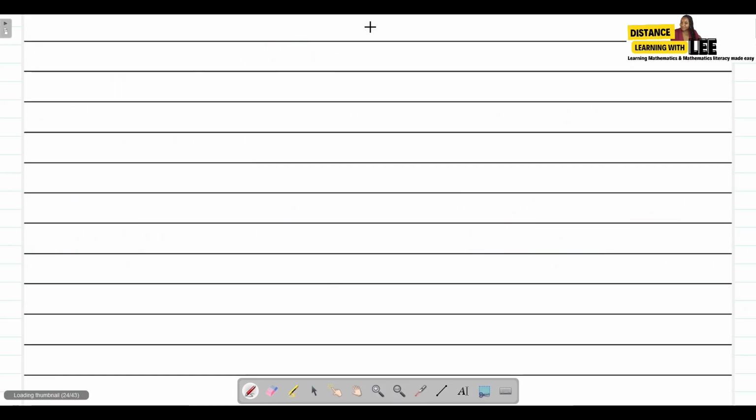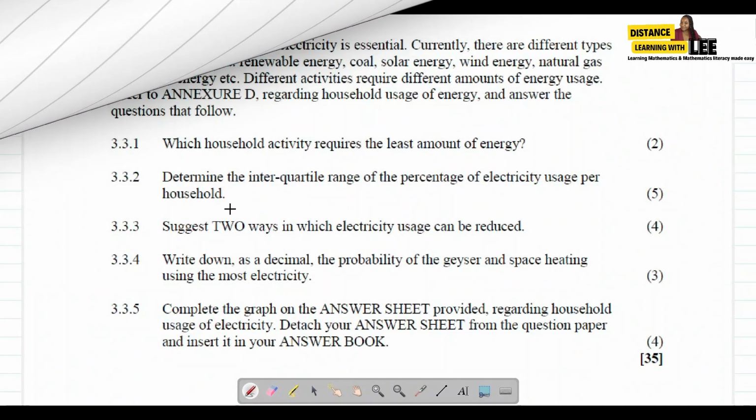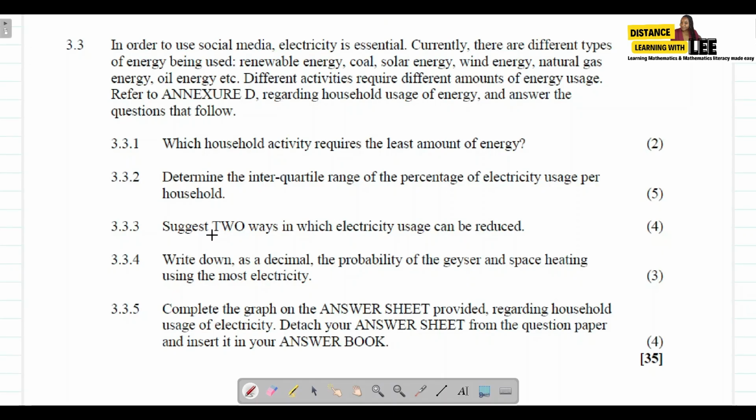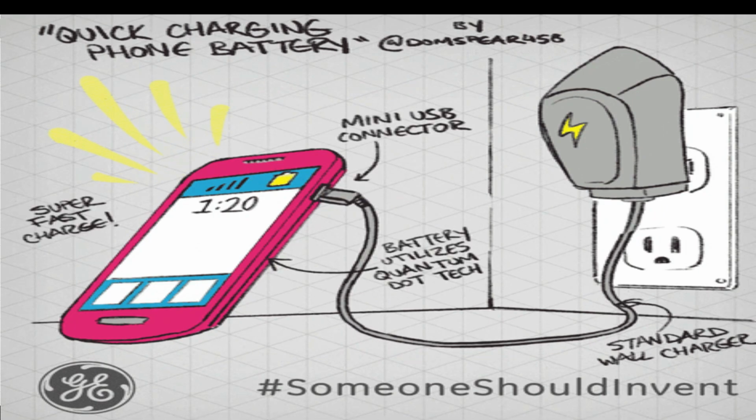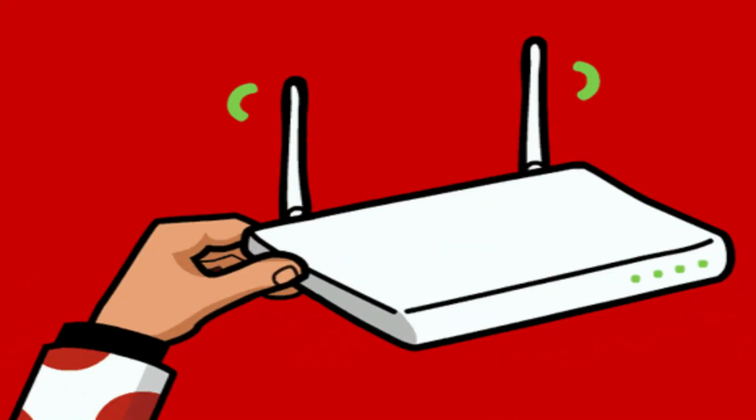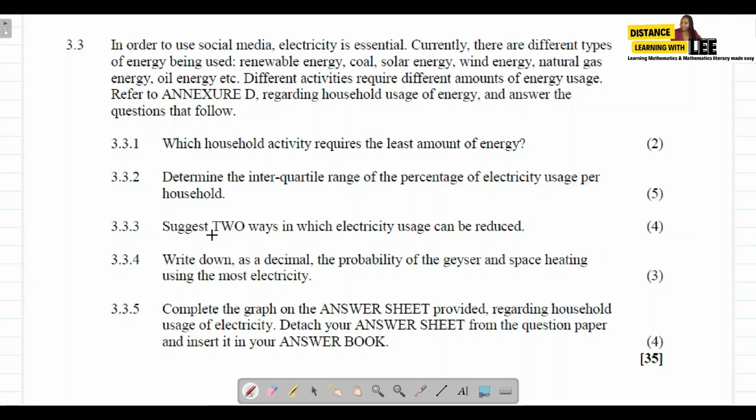All right, and let us have a look at question 3.3. In order to use social media, electricity is essential, okay? You cannot use social media without electricity. You need to charge your phones, you connect your router to your plug, right? Your router needs electricity to function, and so on and so forth. So you cannot use social media without electricity.